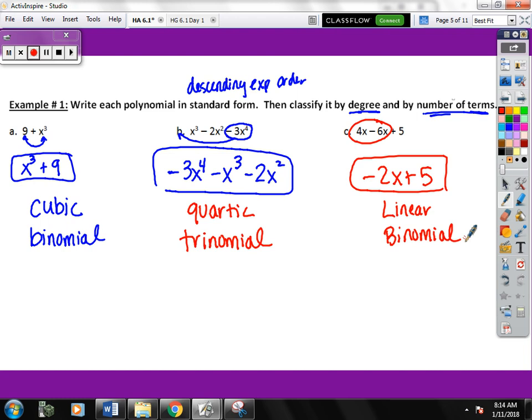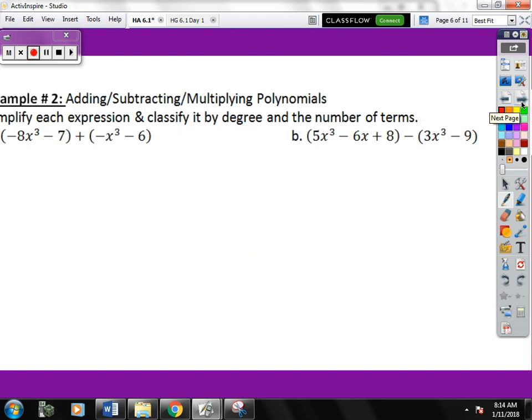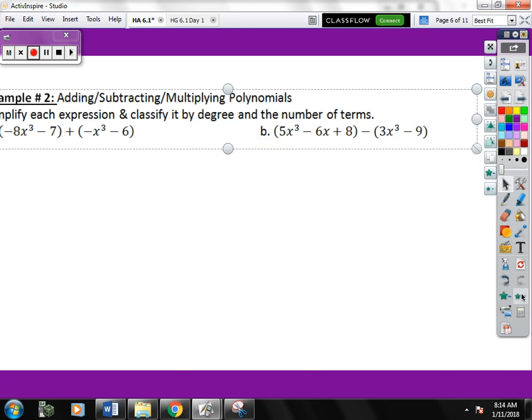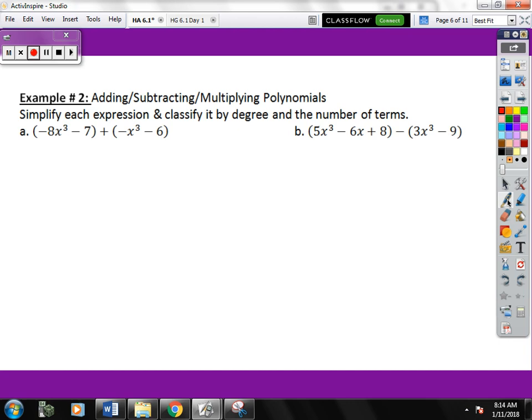Alright, so you'll see some on your homework that just ask you to do this. Now they also may ask you to actually perform some operations, like adding, subtracting, multiplying, or dividing pairs of polynomials, and then classifying them. So this next set asks us to simplify each expression and classify it by degree and number of terms.